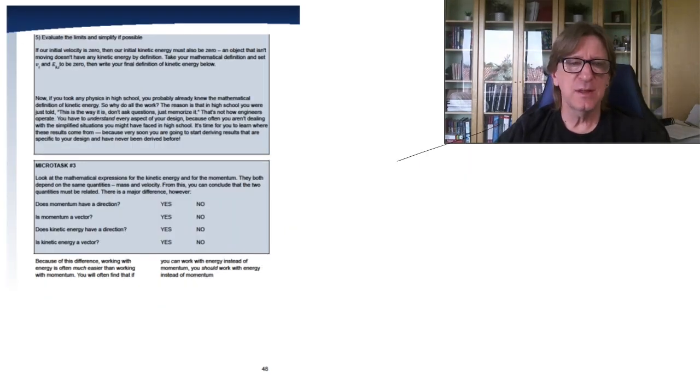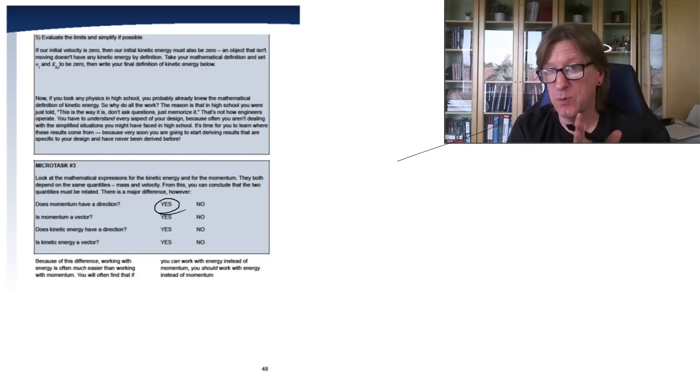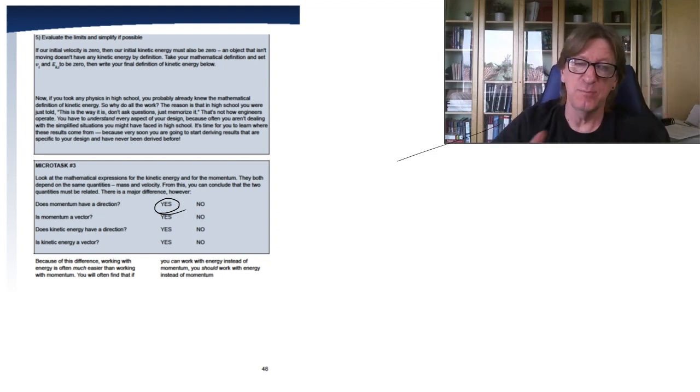Okay, so looking at this last page here then with microtask 3, we're just summing up some things here. Does momentum have a direction? Sure, right? I can have a momentum forward, I can have momentum backwards. Later on, we're going to be in 2D where I can go in both horizontal and vertical direction, for example. If it has a direction, is the momentum a vector? Sure.